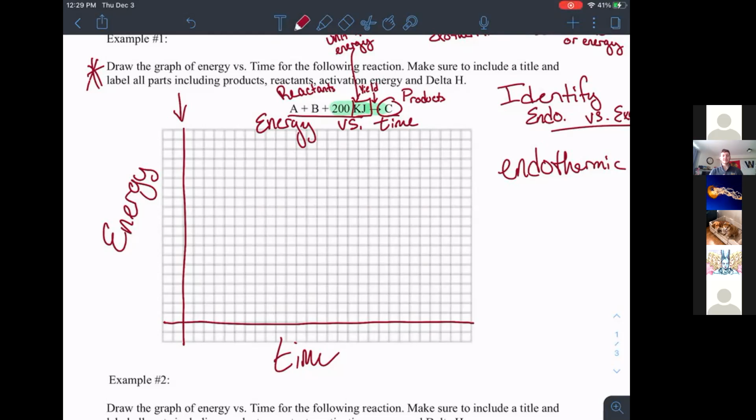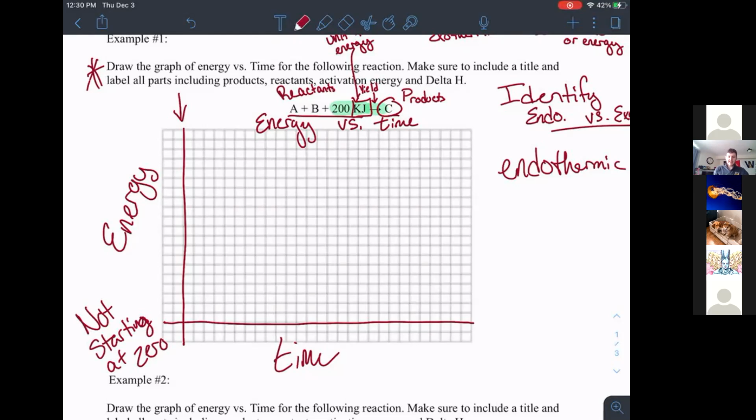The other thing we have to be able to draw is our reactants and our products side. And we need to know if our reactants or our products is going to be larger or higher up. We're not going to start at 0, because we always have some amount of energy in these reactants. In those 2 compounds or 1 compound, there's always a little bit of energy or a lot of energy.